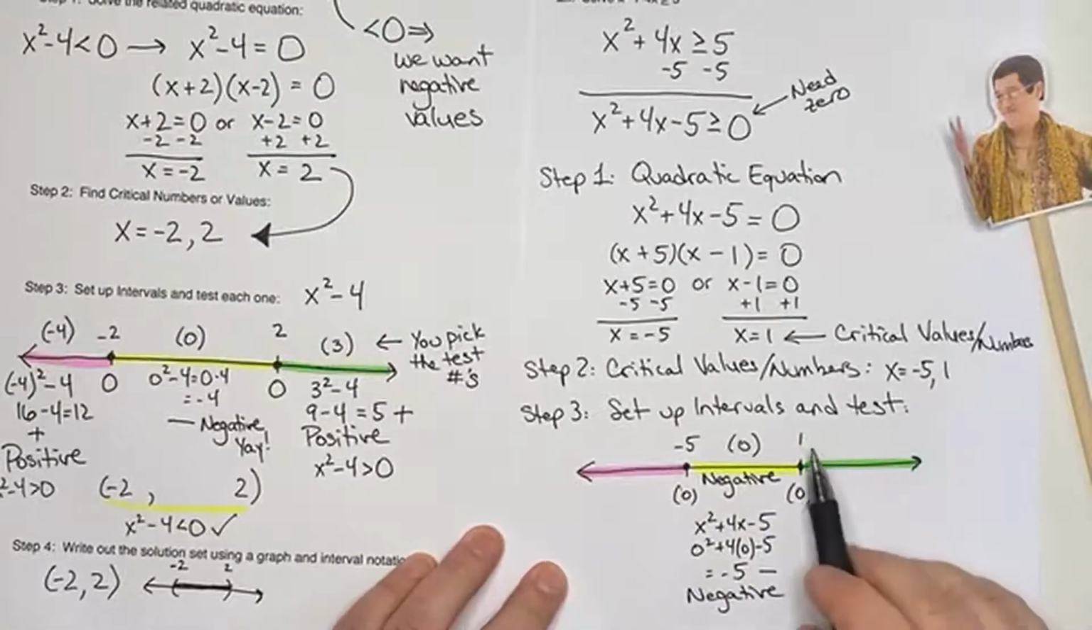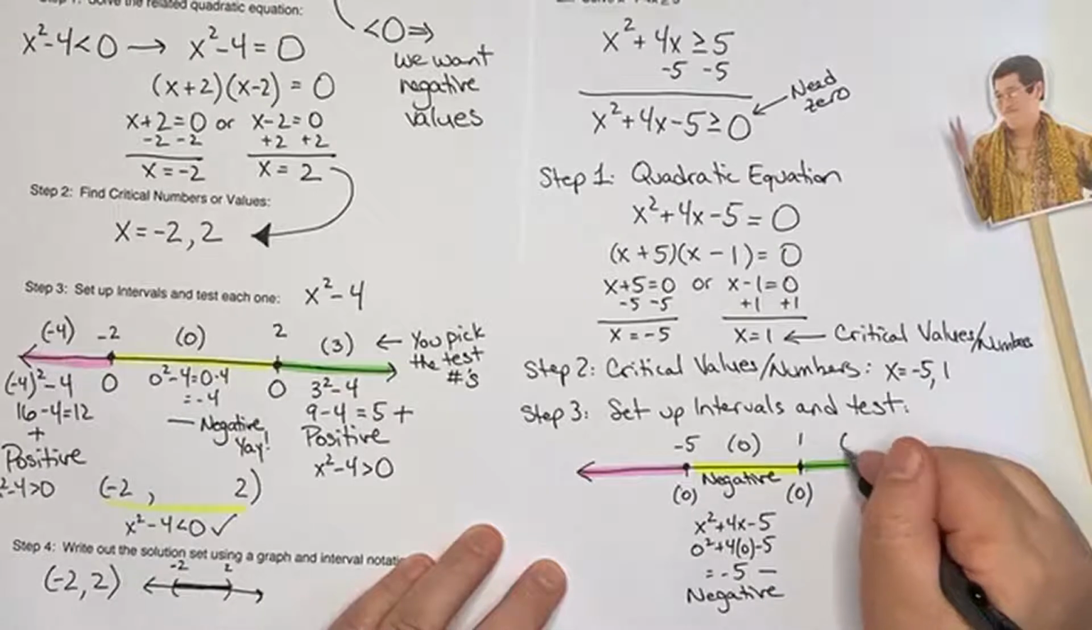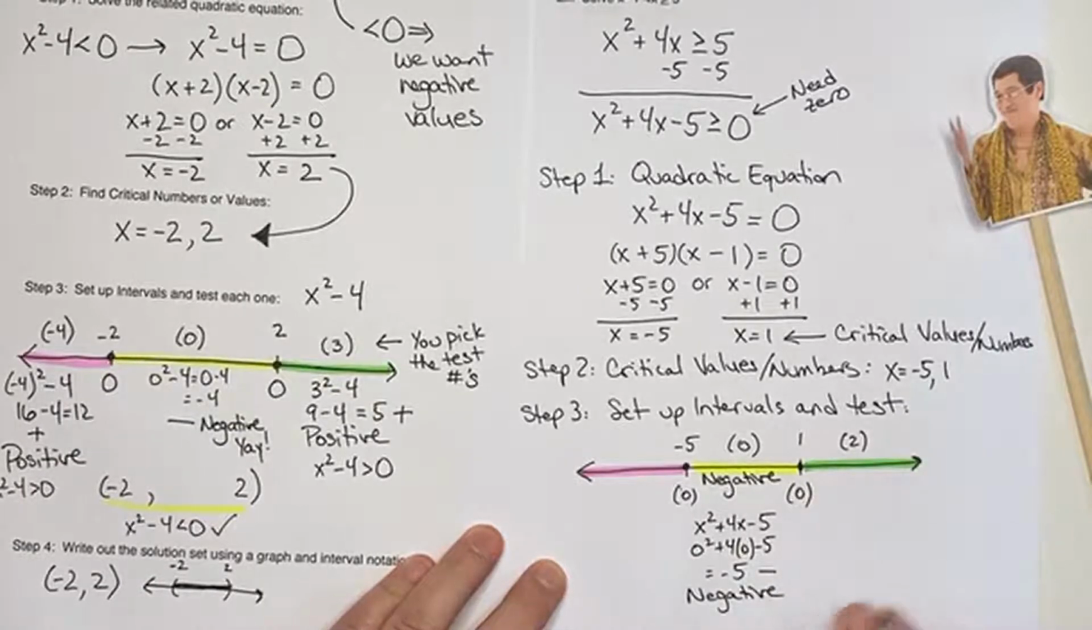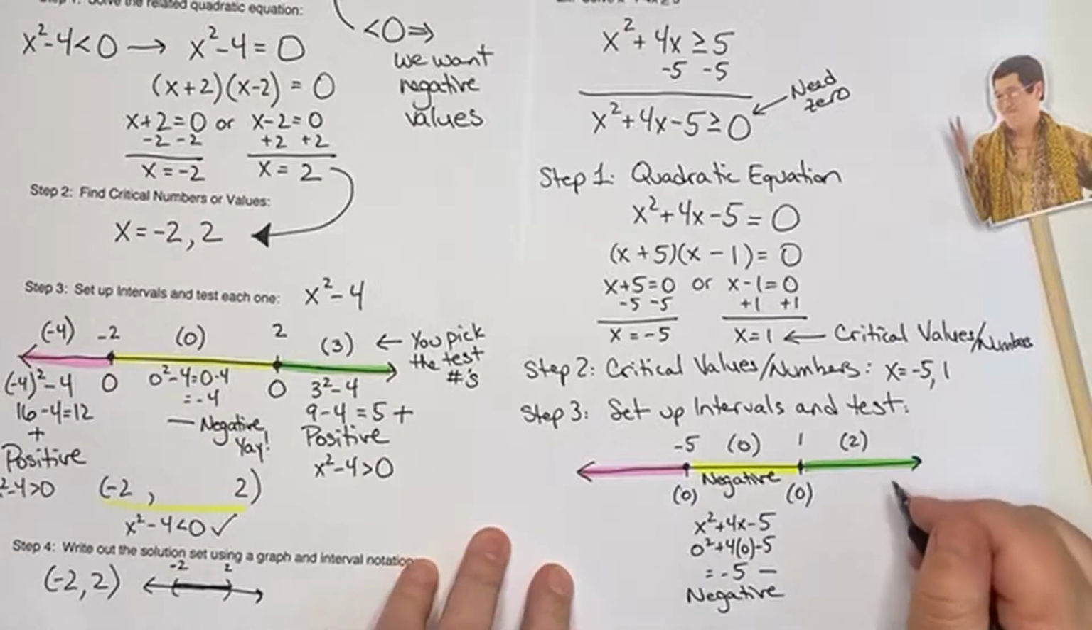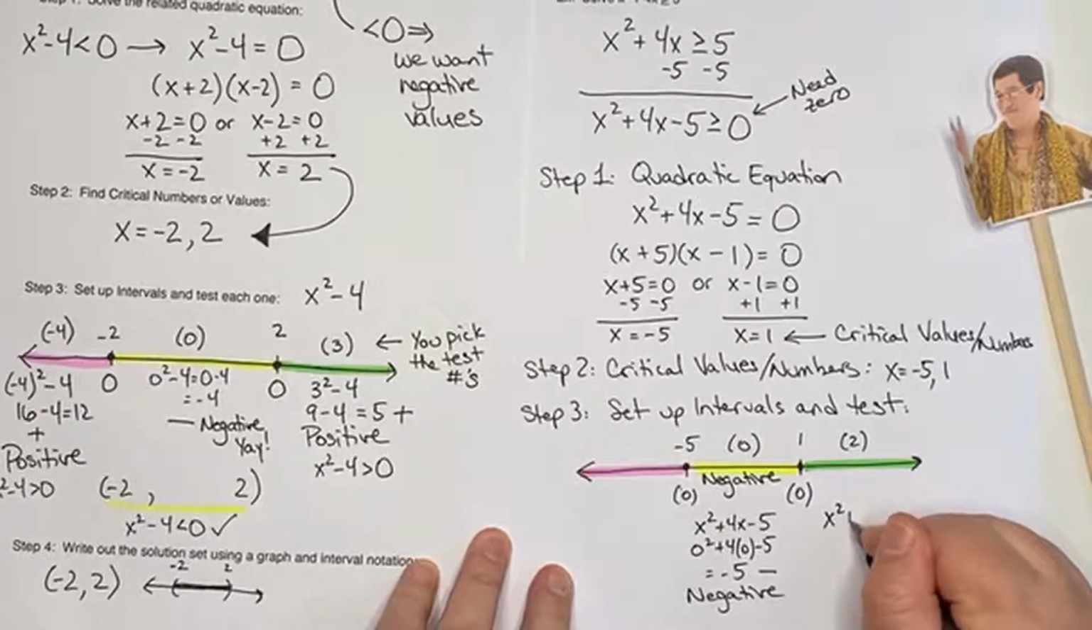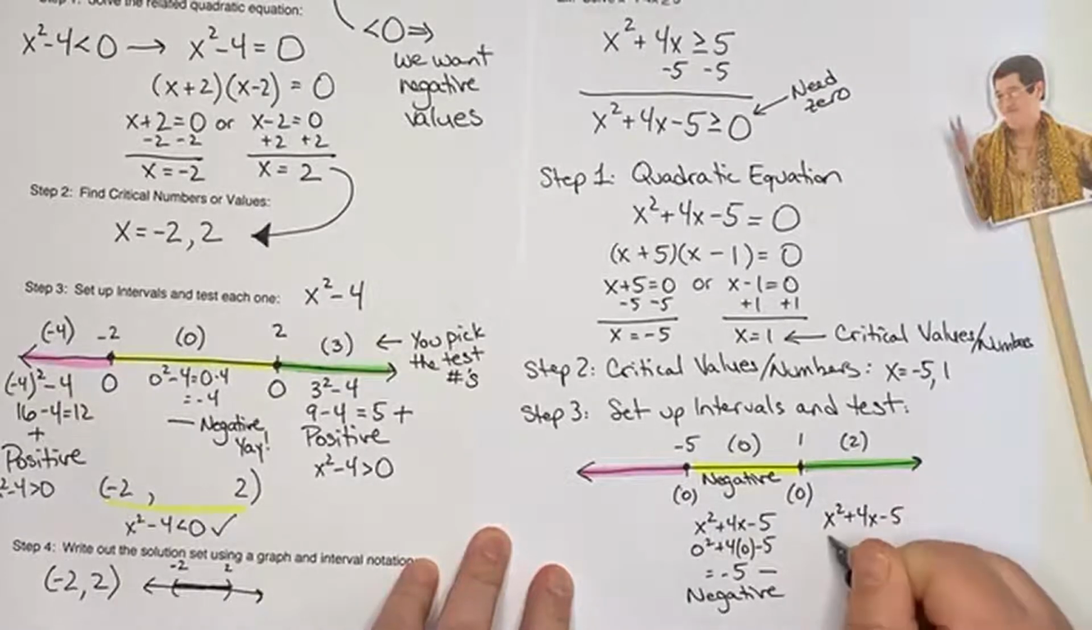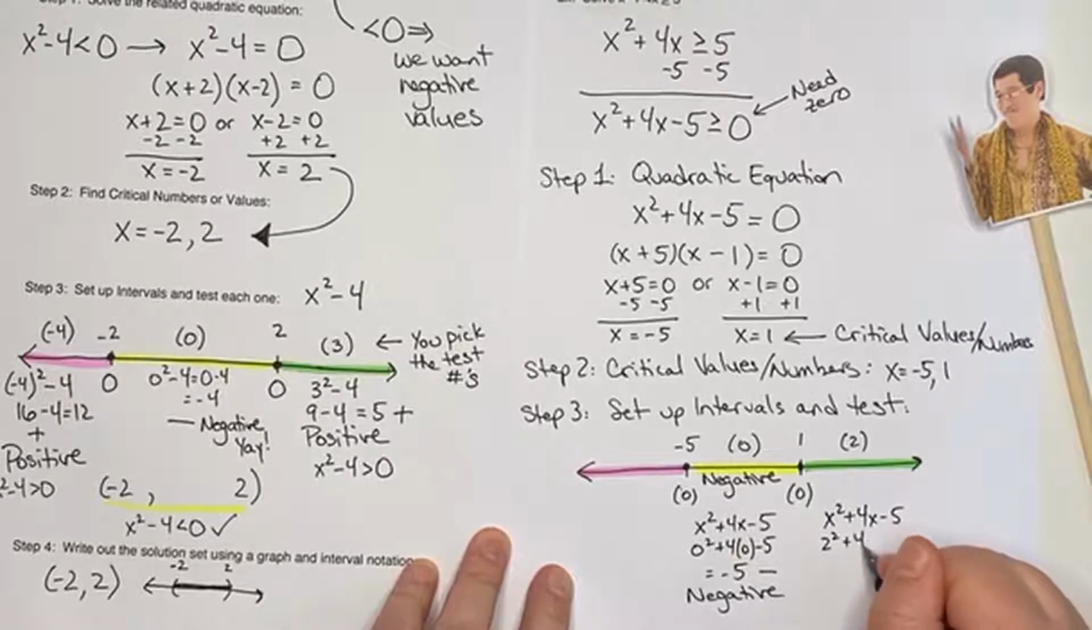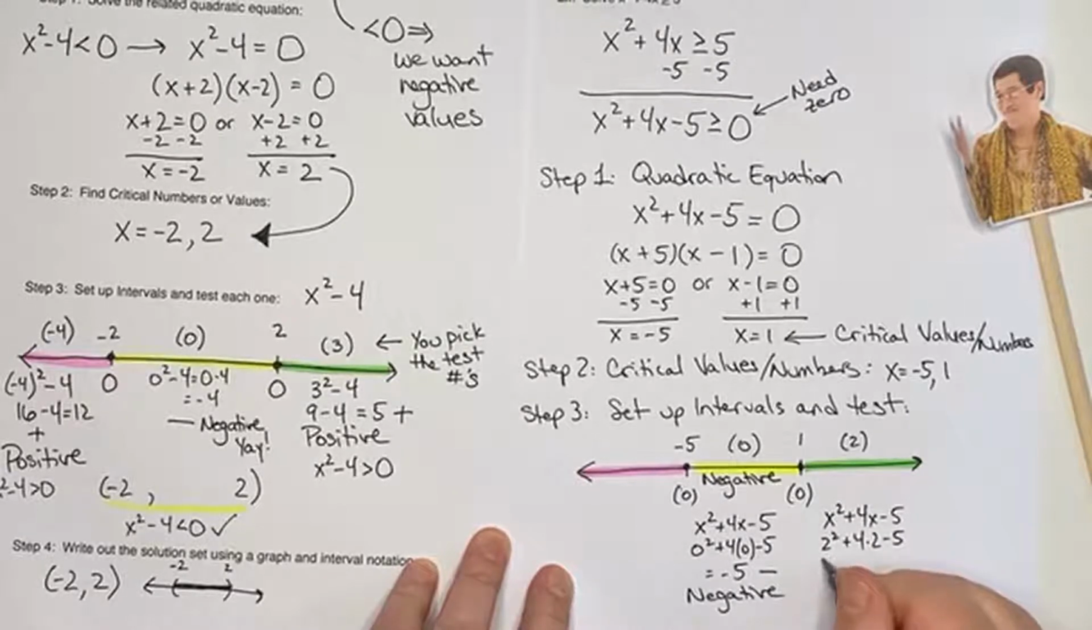Okay, I need a number bigger than 1. So I'm going to pick the number 2. You can pick anything you want. If you want to pick 1,000,000, that works too. X squared plus 4x minus 5. Let's test out 2. 2 squared plus 4 times 2 minus 5. That's 4 plus 8 minus 5 is 7. That's positive.